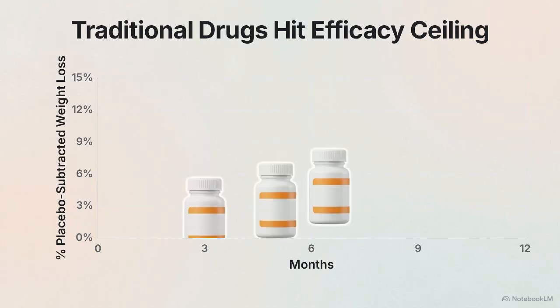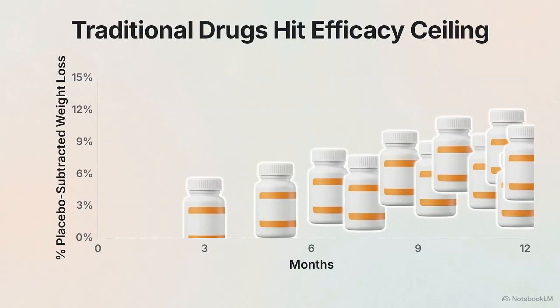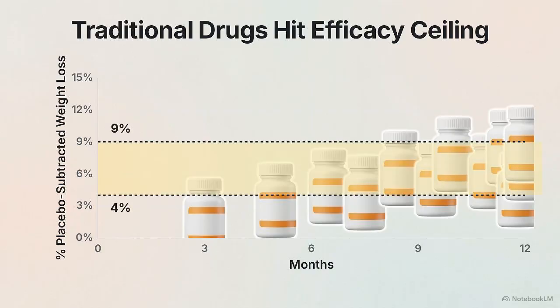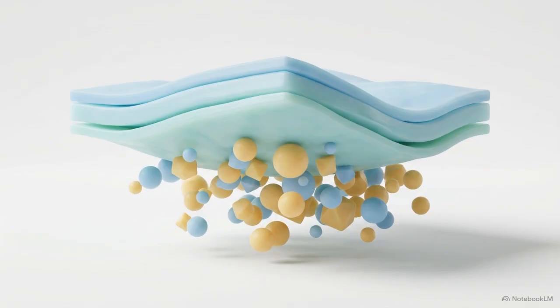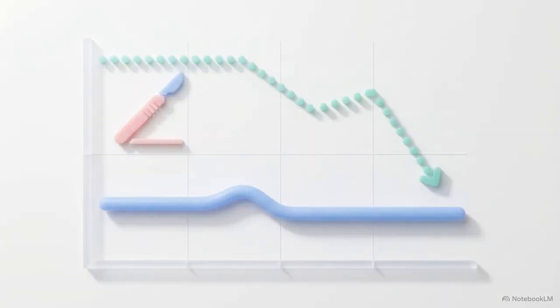Placebo-subtracted weight loss plateaus in a tight range between 4% and 9% over 1 year. Early pharmacotherapy proved the viability of manipulating neural pathways. However, single and early dual receptor targets hit a distinct biological efficacy ceiling. They provided a medical option, but their yield failed to rival the physical reduction achieved by surgery.